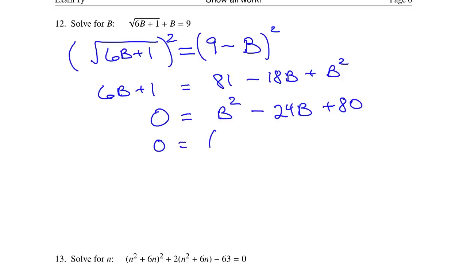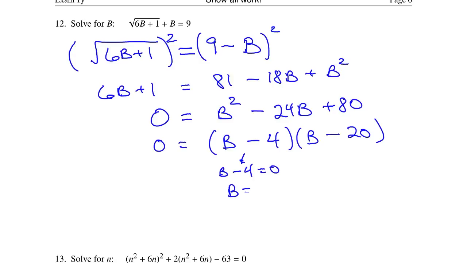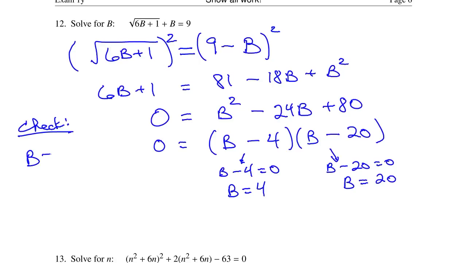Factor. We get b minus 4, b minus 20. Set each of these equal to 0. So we get b equals 4, b minus 20 equals 0, so that's b equals 20. Now, because you did the squaring, you can end up with extraneous roots, so you do need to check. And I'll leave it to you to check that the 4 works, but that the 20 does not. So the solution is just the set 4.